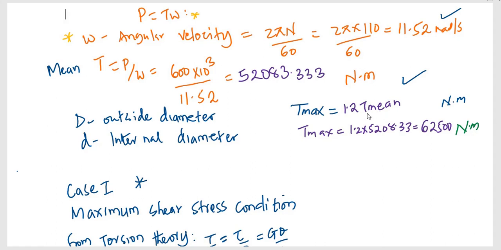So Tmax is equal to 20% greater than T mean, so that will be 1.2. That is just 100 plus 20% divided by 100. It will give us 1.2 times the mean torque. So when we substitute in the mean torque times 1.2, it gives us 62,500 Newton meter.